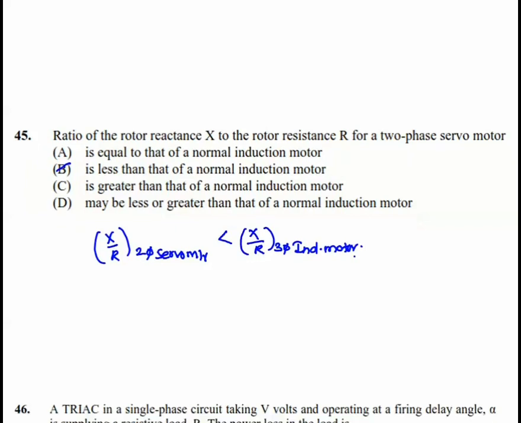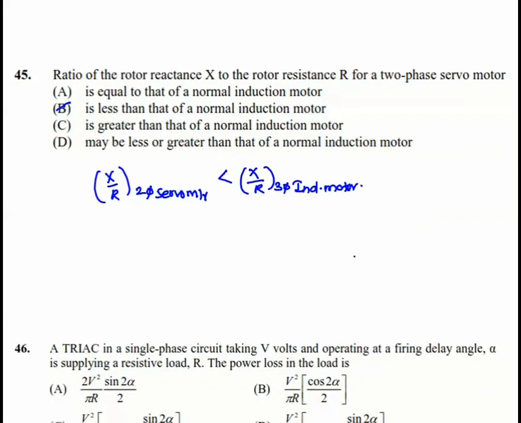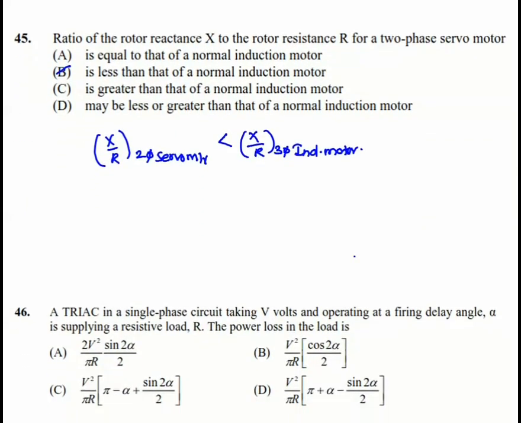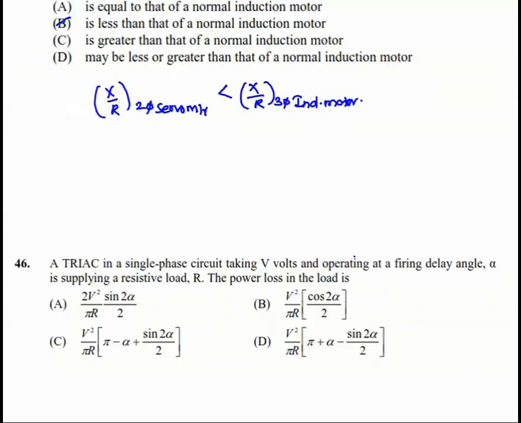And the next question. A triac in a single phase circuit taking V volts and operating at a firing angle of alpha is supplying a resistive load R. The power loss in the circuit is going to be, option C is the answer for this: V square by pi R into (pi minus alpha plus sine 2 alpha by 2) is the answer here.